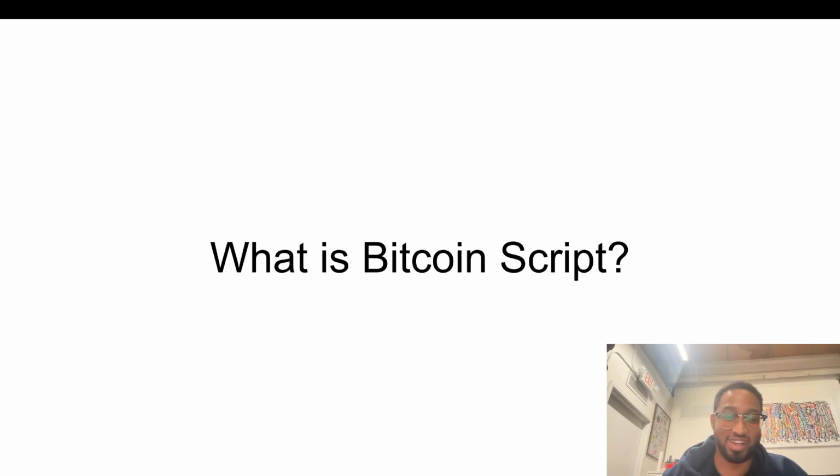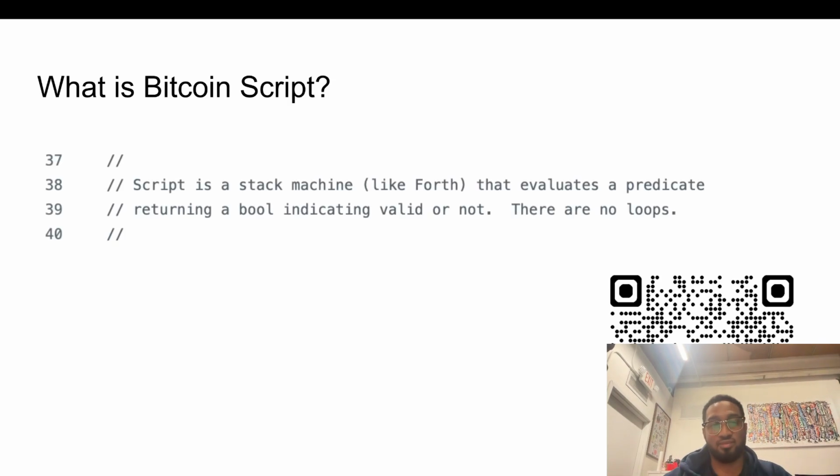So the interpreter in script. What is Bitcoin script? I don't know who knows about Bitcoin script and who doesn't, but I decided to give a little explainer here. Satoshi said a script is a stack machine, like Forth, that evaluates a predicate returning a bool indicating valid or not, and there are no loops. Some of you may know this, but there are no loops in Bitcoin script, which is what prevents it from turning into something like Ethereum. And it's based off this thing called Forth.